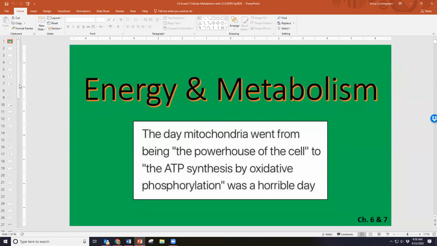Yes, yes, yes. Okay, so a student sent me this last semester and I loved it. The day mitochondria went from being the powerhouse of the cell, which remember is not, membranes are actually the powerhouse of the cell, but the day the mitochondria went from the powerhouse of the cell to ATP synthesis by oxidative phosphorylation was a horrible day. And I'm here to tell you that Tuesday will probably be that day, but we're going to start it on this lecture today. We're going to work on it. We're going to get there.